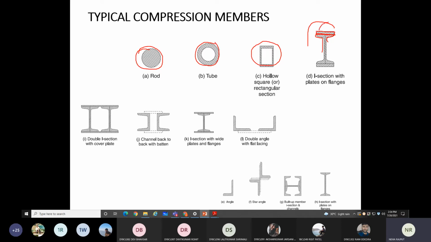If the load is very high, and only the I section is not sufficient, then you can provide a plate above the flange and below the flange like this. So this is an I section with plates on flanges. Then this way also the arrangement can be done. Double I section, two I sections with a single plate.